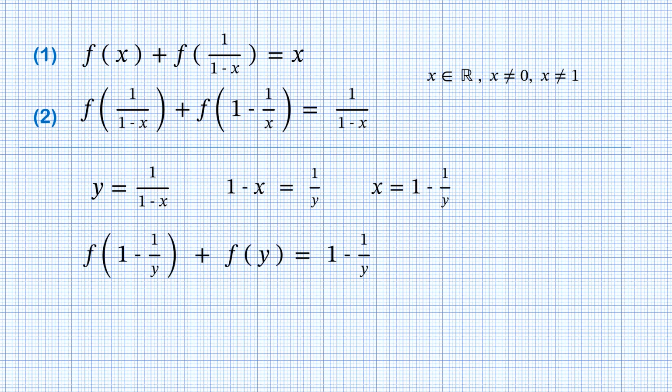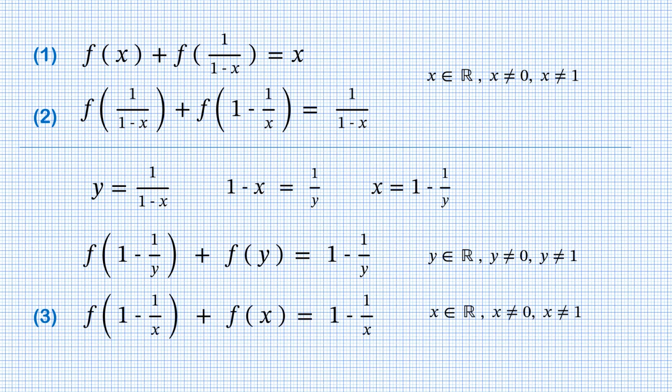And again, y is not 0, but y can also be 1, as for y equal to 1, the first argument becomes 0 and f of 0 is undefined. And of course, we again replace the letter y with the letter x, and we get equation number 3.